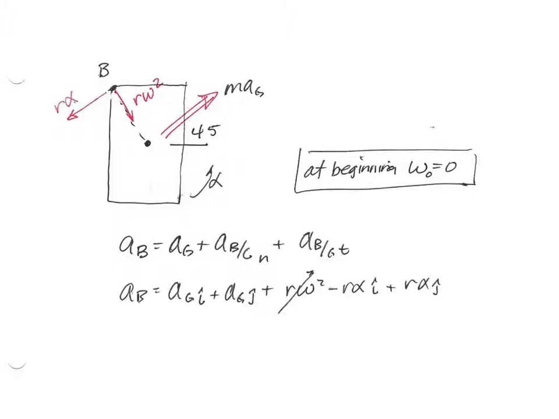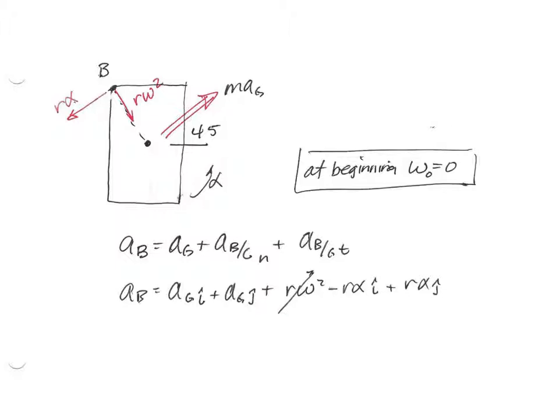The acceleration of B, if it rotates about G, is going to have an r omega squared, which will be the normal component, and an r alpha, which will be the tangential component. And that's depicted here by the acceleration of B is equal to the acceleration of G, plus the acceleration of B with respect to G, that should be a G, not a C, in the normal direction, plus the acceleration of B with respect to G in the tangential direction.